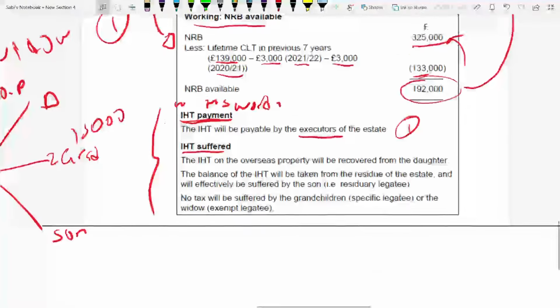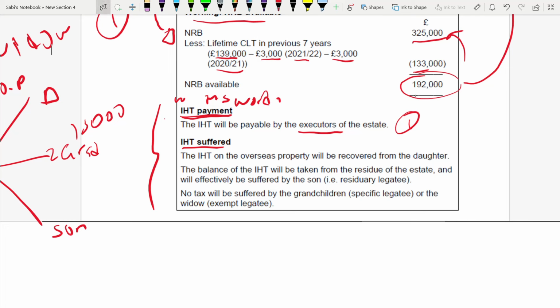That's why there are three separate paragraphs. The first one is about the daughter. The IHT on overseas property will be recovered from the daughter because it goes to the daughter. Overseas property goes to the daughter. Who will suffer the IHT on that overseas property? The daughter. Done. 1 mark. Second mark.